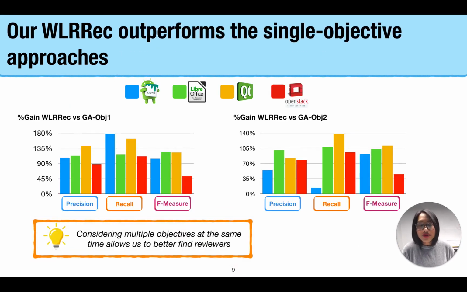When we compare our approach with the single-objective approaches, we found that our approach outperformed them. This highlights the benefit of using the multi-objective search-based approach, and also highlights that considering the workload distribution of reviewers when recommending a reviewer helps a lot when we find a new reviewer for a new patch.